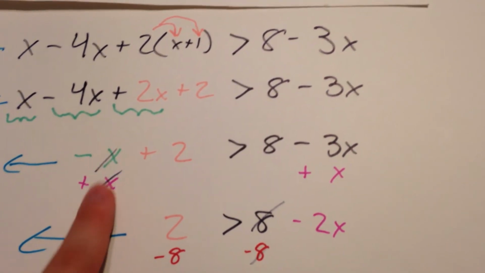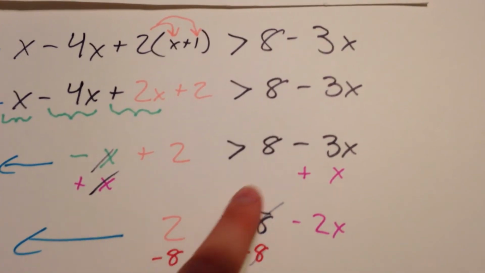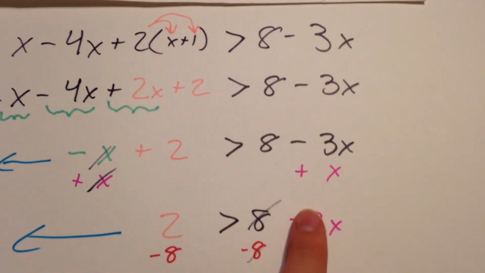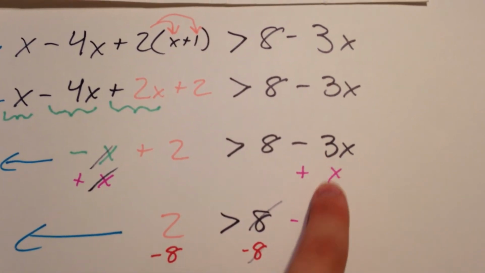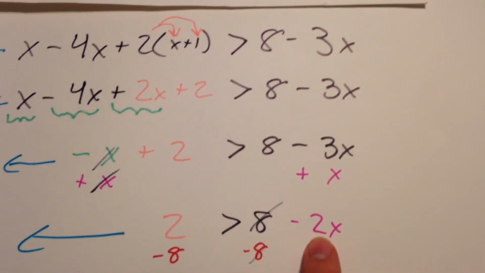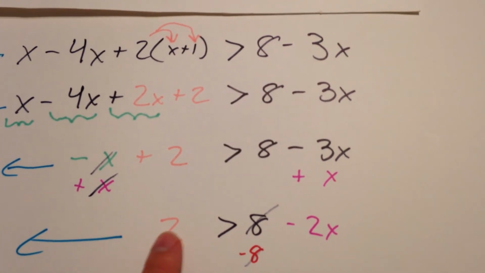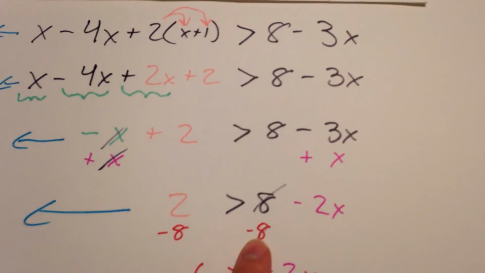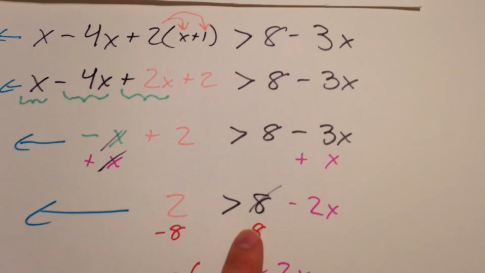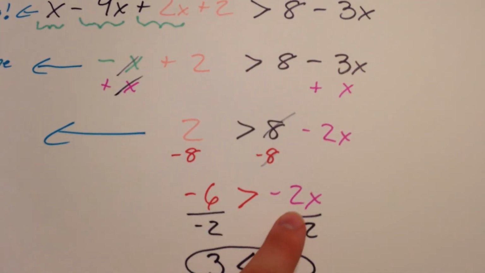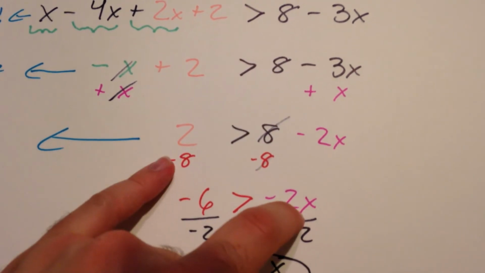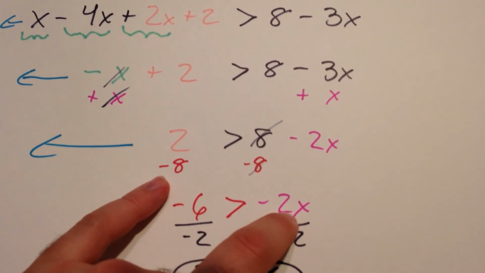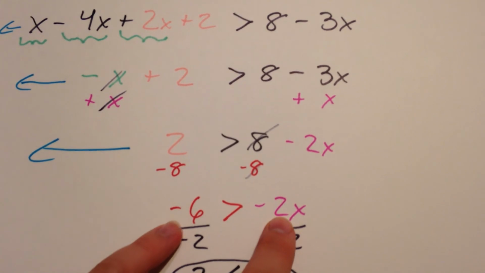Okay, so that crossed those two out, and I'm just left with 2 on the left side. And then I did negative 3x plus x, which gave me negative 2x. And then from here, I wanted to isolate the variable. So I moved 8 to the left side by subtracting 8, which got rid of these, and just left me with negative 2x on the right side. And then 2 minus 8 left me with negative 6 on the left side.